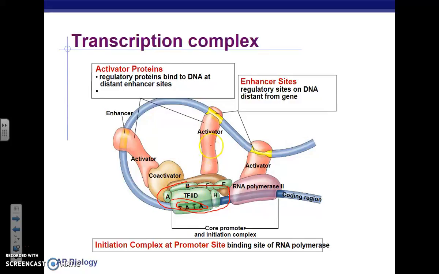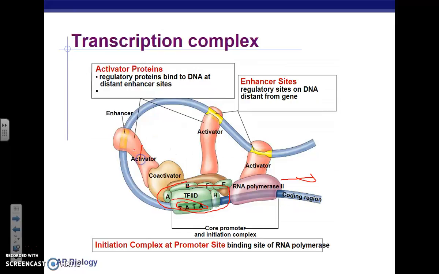Then if you look, we have these red and brown activators. These are specific transcription factors, and they bind to enhancer regions or the switches. And what they do is they cause the DNA to bend. This bending of the DNA, along with the presence of the basal transcription factors, allows RNA polymerase to come to the gene and transcribe it.